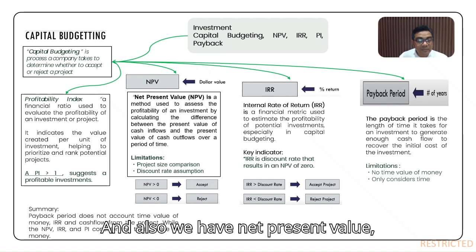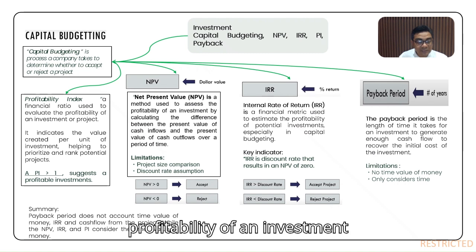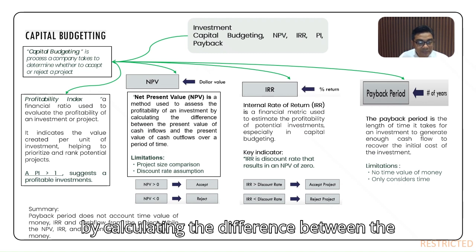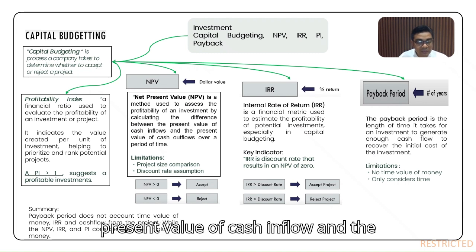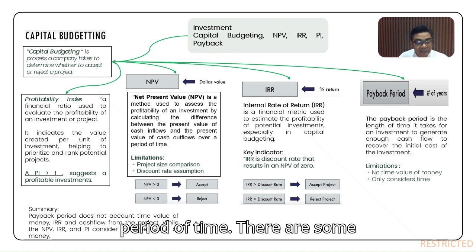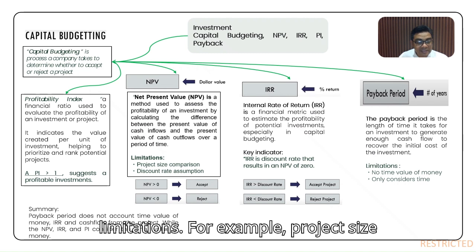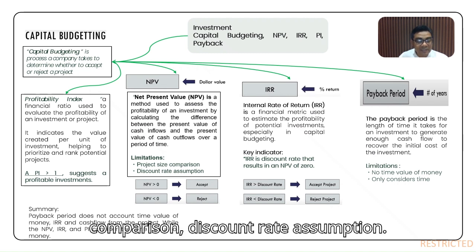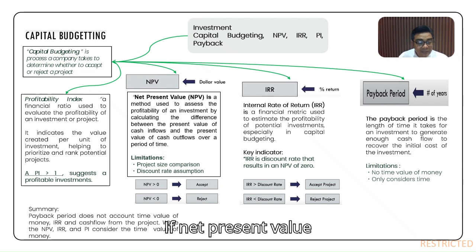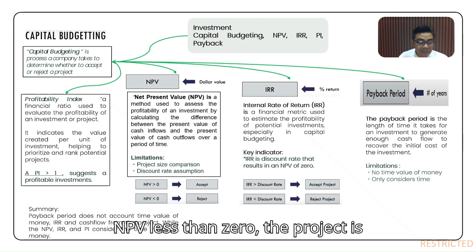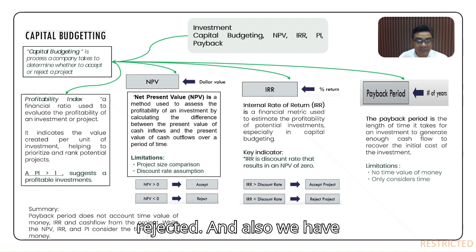And also we have net present value. It's a method used to assess the profitability of an investment by calculating the difference between the present value of cash inflow and the present value of cash outflow over a period of time. There are some limitations, for example, project size comparison and discount rate assumption. If net present value is greater than 0, the project is acceptable. If NPV is less than 0, the project is rejected.